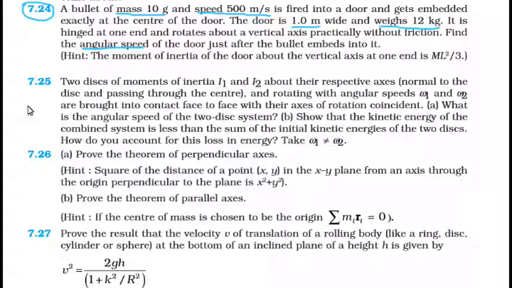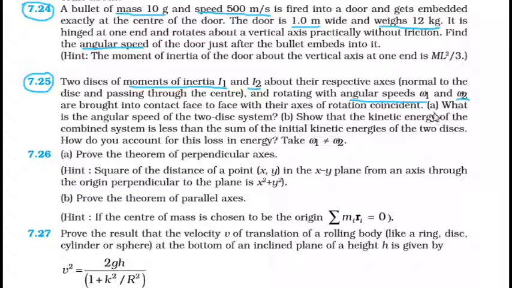Our next question is 7.25. Two disks of moment of inertia I1 and I2 about their respective axes, normal to the disk and passing through the center, and rotating with angular speeds omega 1 and omega 2, are brought into contact face to face with their axes of rotation coincident.